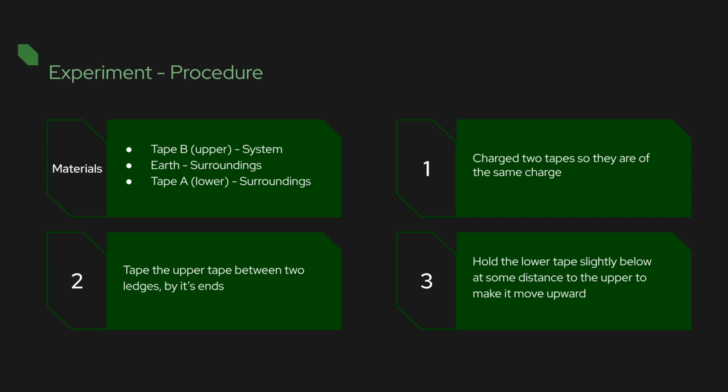For this experiment, we had tape B, the upper tape, which is part of the system, the Earth, which is part of the surroundings, and tape A, the lower tape, which is part of the surroundings.